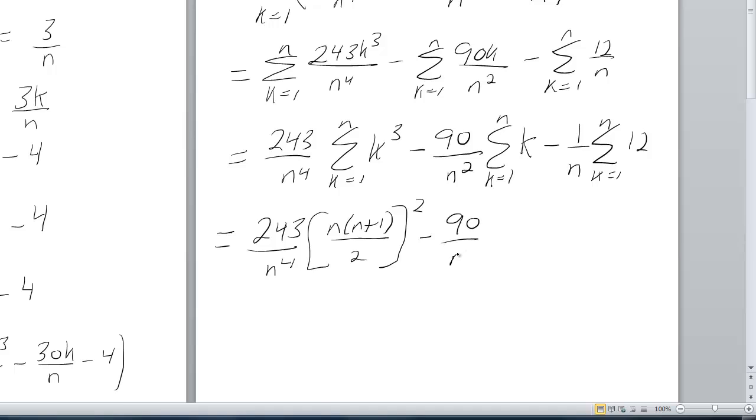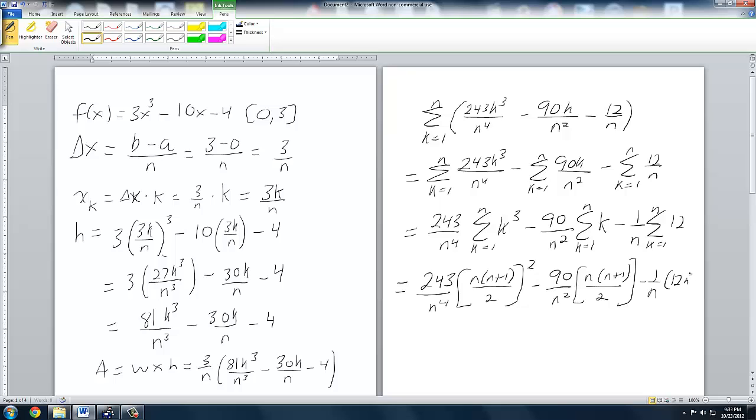Well, that is n times n plus 1 over 2 quantity squared, minus 90 over n squared times, what's the sum of 1 to n of just k? That is n times n plus 1 over 2, minus 1 over n times, what is the sum from 1 to n of just 12? Well, that's 12n.